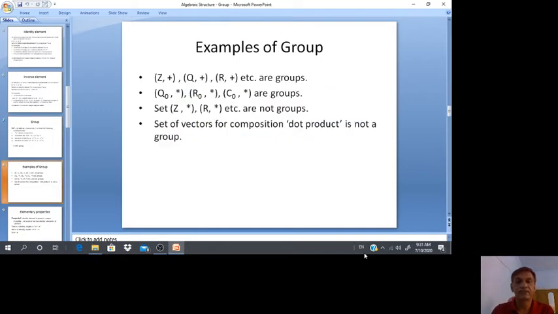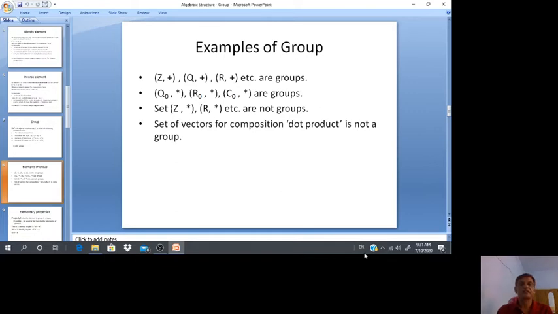Now let us consider some examples. The set of integers for addition composition is a group. Addition is a binary composition, as we saw earlier. Associative law holds for the set of integers. 0 is the identity element for composition addition, and every element is invertible. So this structure (Z, +) is a group.